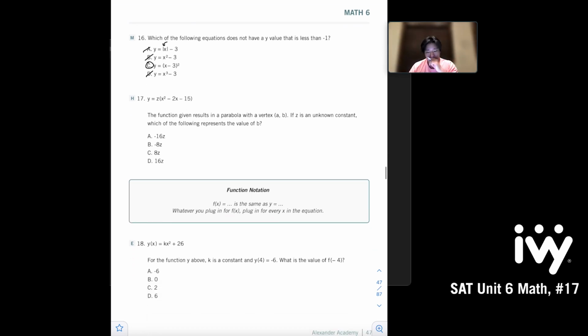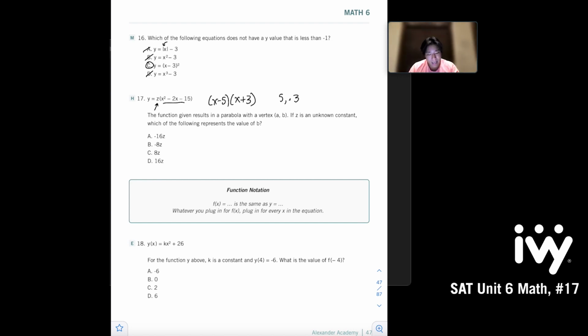Question 17. The function given results in a parabola with vertex a comma b. If z is an unknown constant, which of the following represents the value of b? So this one's a little tricky. It requires a couple of different steps. First thing to note when we look at the equation, we see that z is just a constant. So the parabola that we're given is actually still very similar to what we just have here. Let's break it down and see what we're dealing with. If we factor this out, it's going to be x minus 5 times x plus 3, which means we have roots at 5 and negative 3.